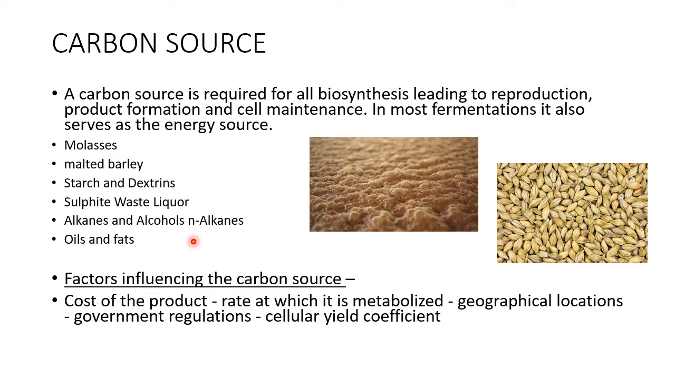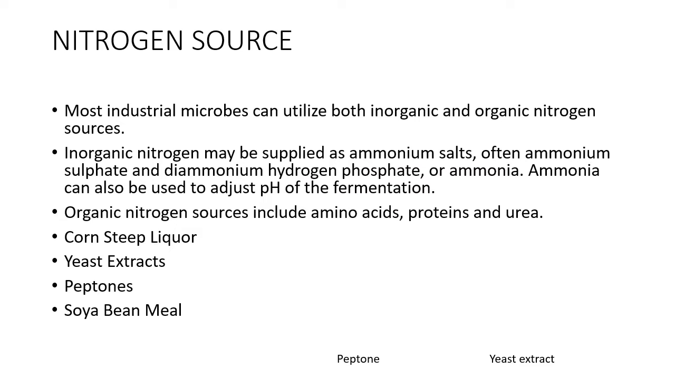Now what are the factors influencing the carbon source? As the carbon source is the first and most important ingredient, you should take into consideration the cost of product, the rate at which it is metabolized, the geographical condition or location, the government regulations, and the cellular yield coefficient. These are some factors which can influence the carbon source you are using. You need to consider these factors when selecting an efficient carbon source.